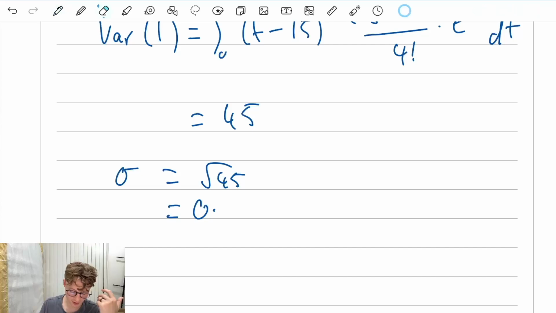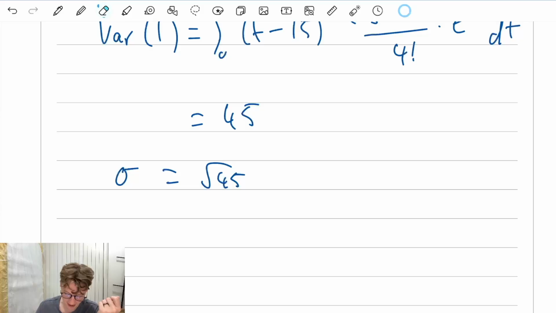Wait, sorry. Wait, I did jump a step here a little bit, right? I get the square root of 45. Once I get the square root of 45, I just want to keep it as the square root of 45. I don't want to do anything where I start to write out lists of decimals. I want to keep my answers as exact as possible.